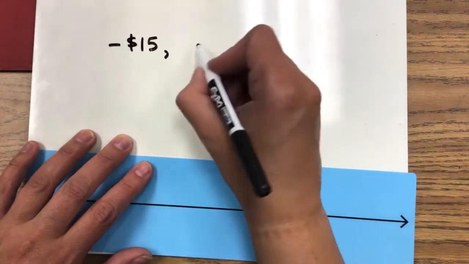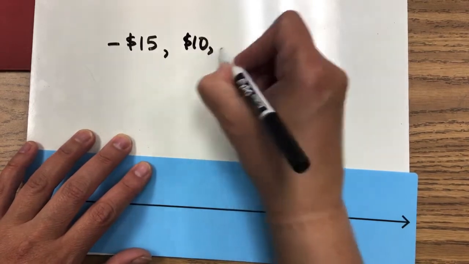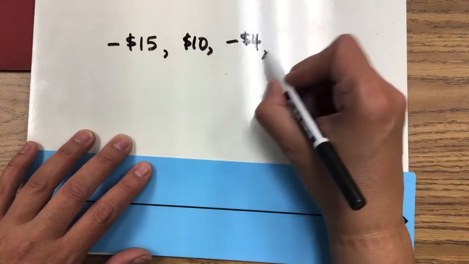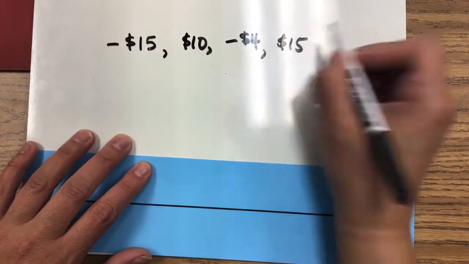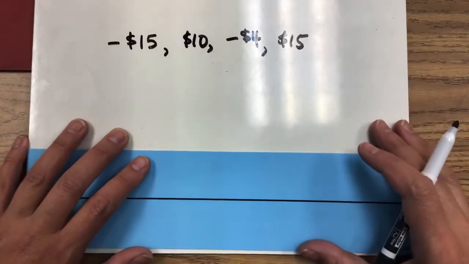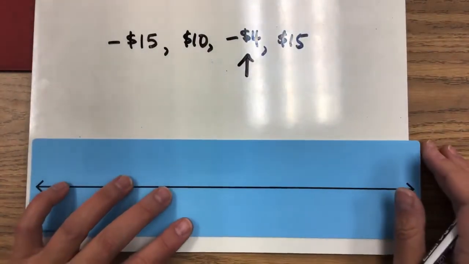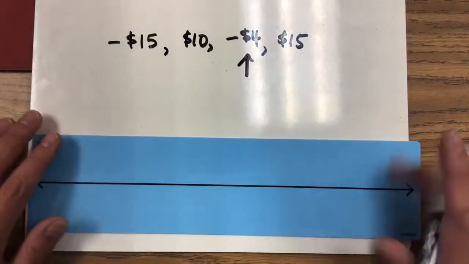-$15, -$15, $10, -$4, and $15. These would be transactions to a bank account. What does it mean if we have -$4? These are transactions.